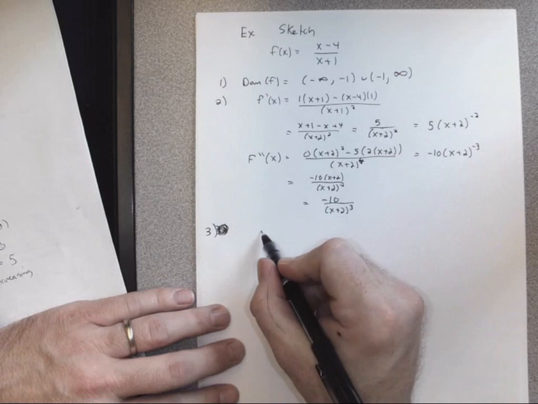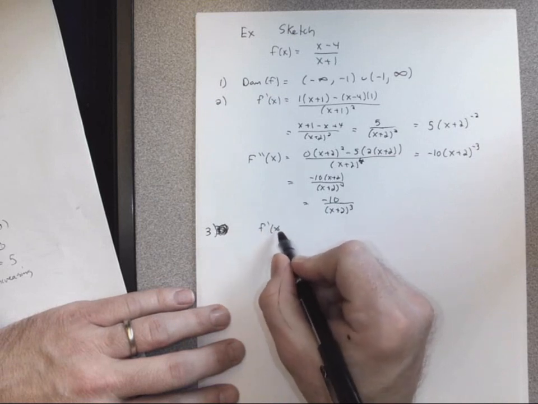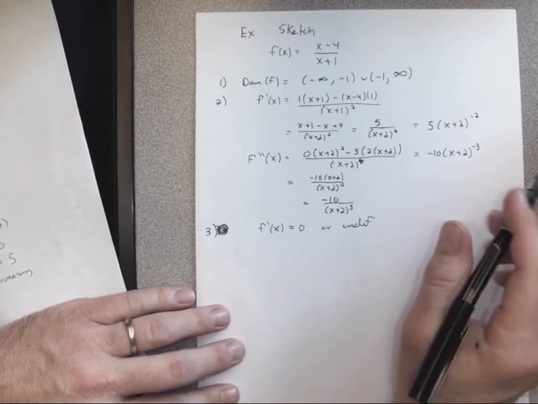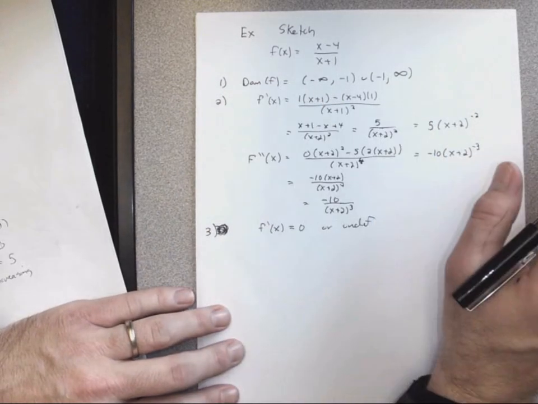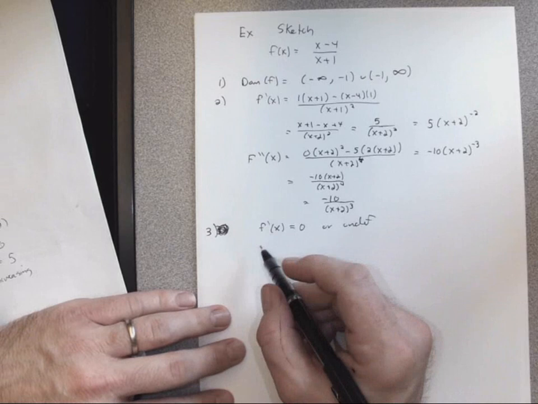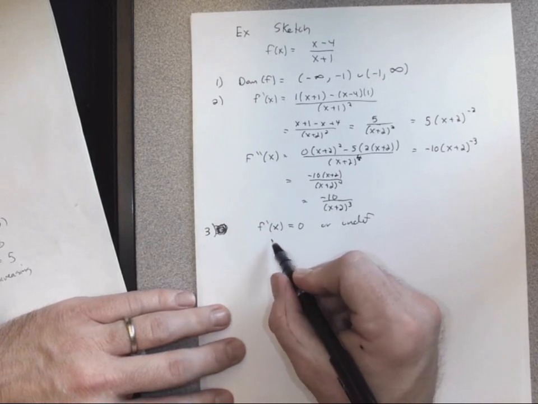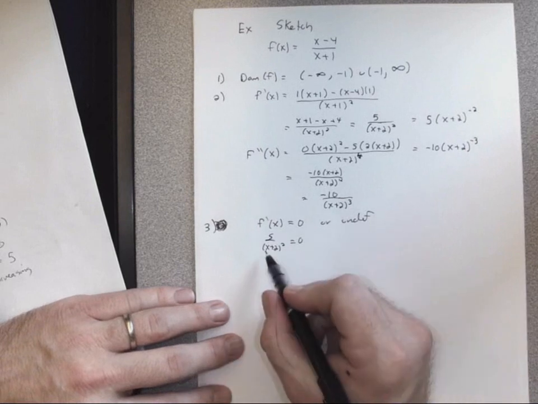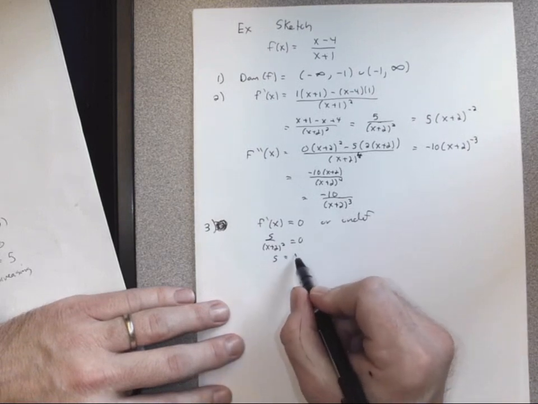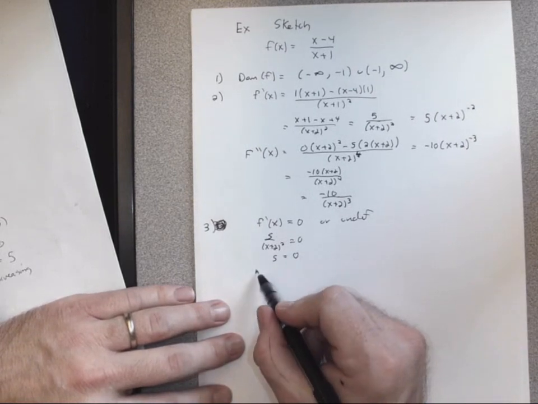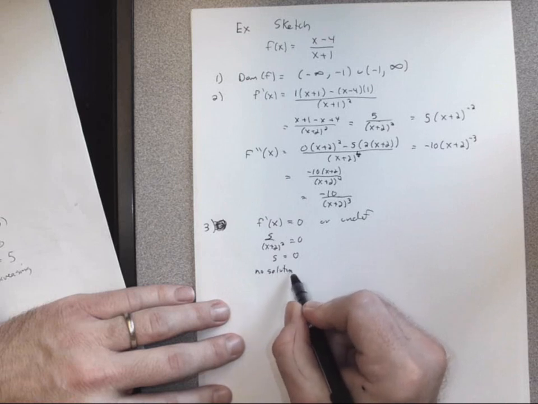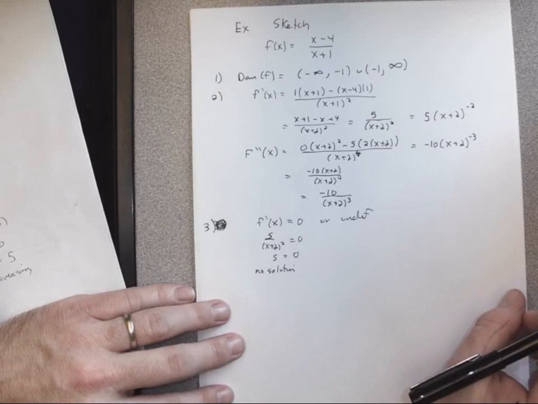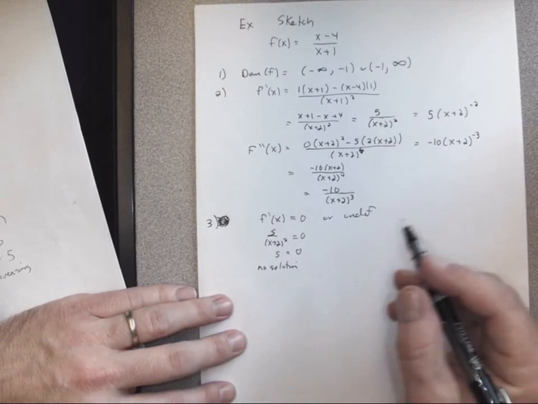So I'm looking for when f prime of x is equal to 0 or undefined. Now I'm putting the undefined in here because this is no longer a polynomial, so this is a possibility. So when I want to find where the derivative is equal to 0, I have 5 over x plus 1 squared is equal to 0. And multiplying both sides by the denominator, I have 5 is equal to 0, so no solution. Which means there's going to be no local mins or maxes.